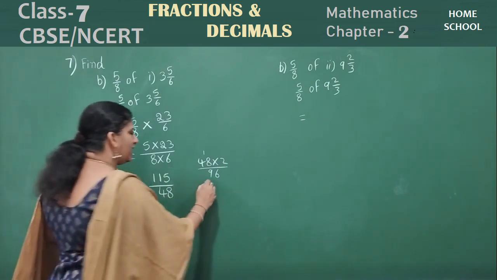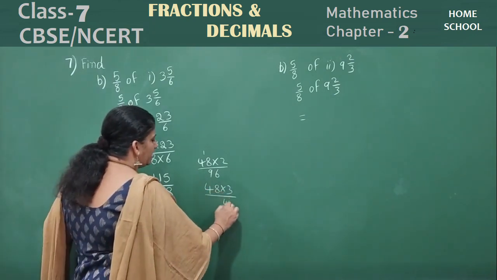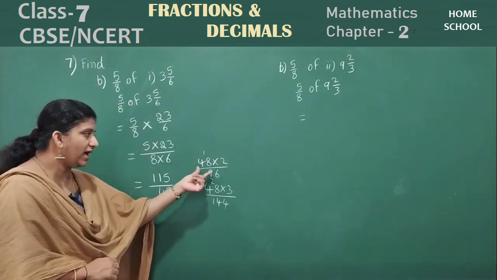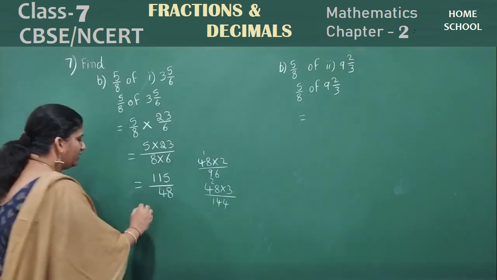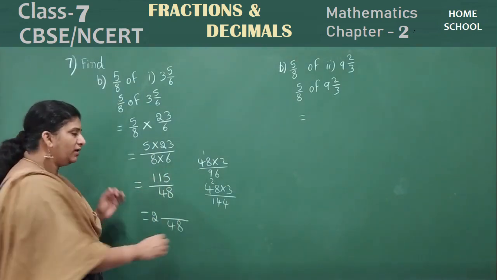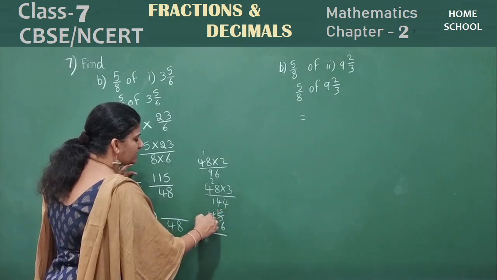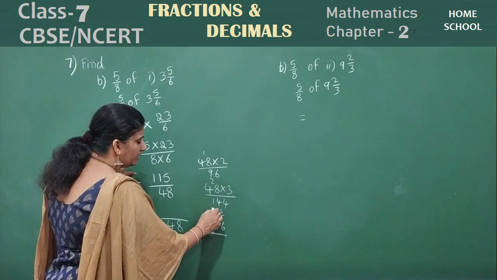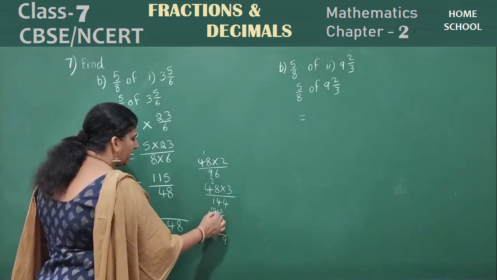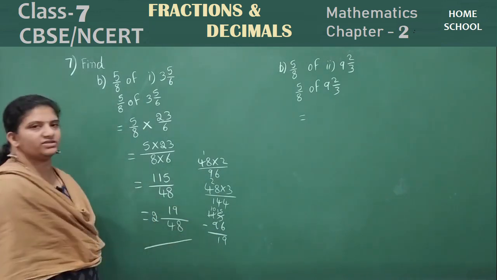96. So let's see the next multiple. 48 threes are how much here? 8 threes are 24, 4 threes are 12, 12 plus 2 is 14. Okay, this is more. So I go with this: 48 twos are 96. 115 minus 96, children. So now this becomes 15, and this becomes, 1 you have borrowed, then this becomes 10. So 15 minus 6 will be 9, 10 minus 9 will be 1. So finally 2 19/48 is your answer.